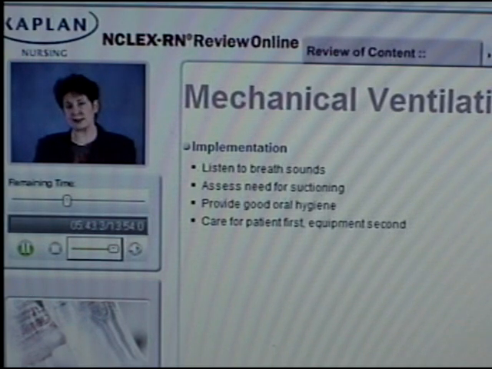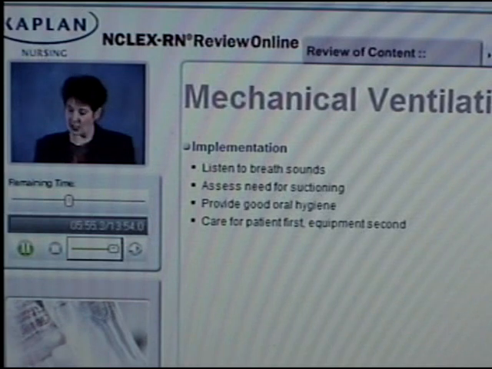So you will be assessing your patient very frequently for signs of hypoxia. And those would be things such as restlessness. They may become anxious. They may become cyanotic. They may have tachycardia, or there may be an increase in respiratory rate. Again, signs of hypoxia are frequently tested on the NCLEX.